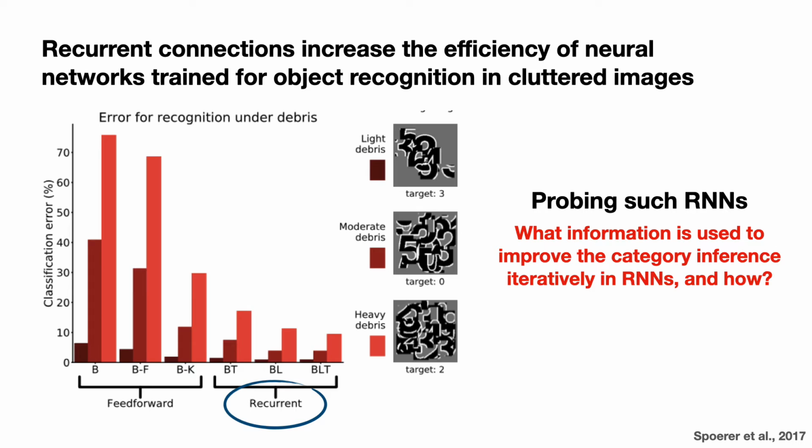Specifically, what kind of information is actually being used in the recurrent neural network to improve the category inference iteratively? So you have the feed-forward sweep, some information is extracted there, and that information is used via the recurrent connectivity, the top-down and lateral connections, to impact the next step. What is this information, and what kind of interactions are happening between the recurrent flow and the feed-forward information flow?